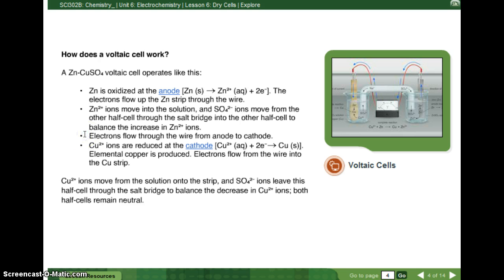Electrons flow through the wire from anode to cathode because electrons are negative. They're attracted to positive, so they have to start at a negative end and go to the cathode. Copper plus 2 ions are reduced at the cathode. So now we're at the other side. So we have copper plus 2. It gained 2 electrons. Electrons are negative. Now the charge is 0, so the charge is lower. It was reduced. Elemental copper is produced. Electrons flow from the wire into the copper strip.